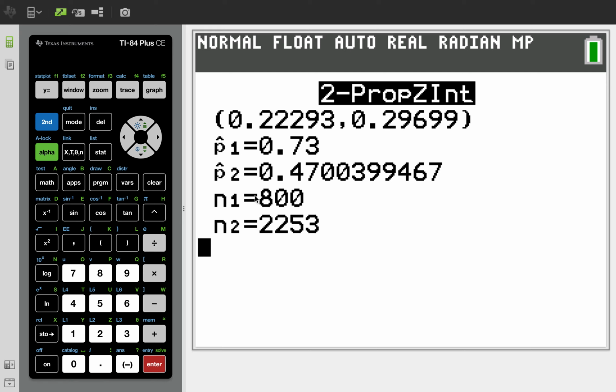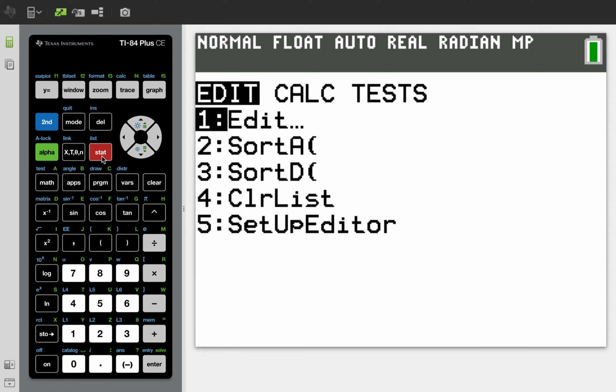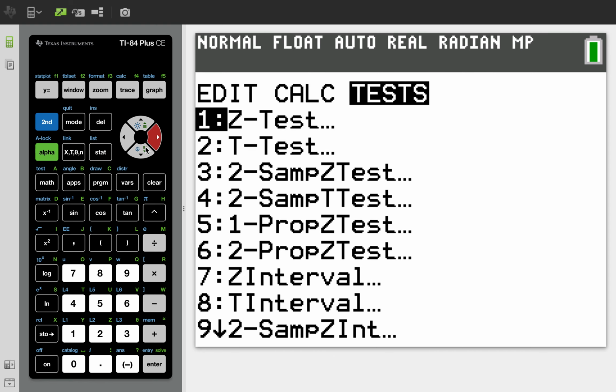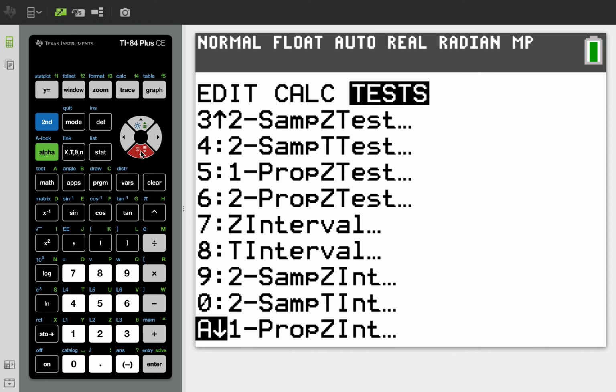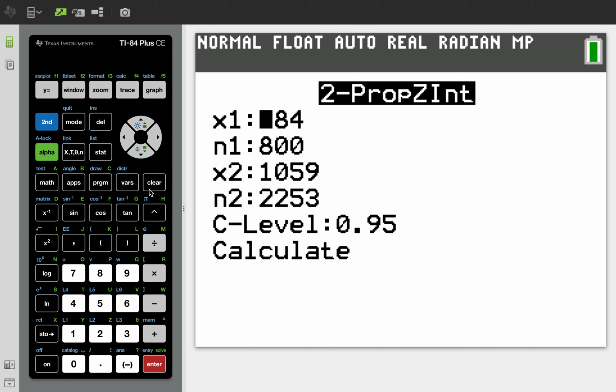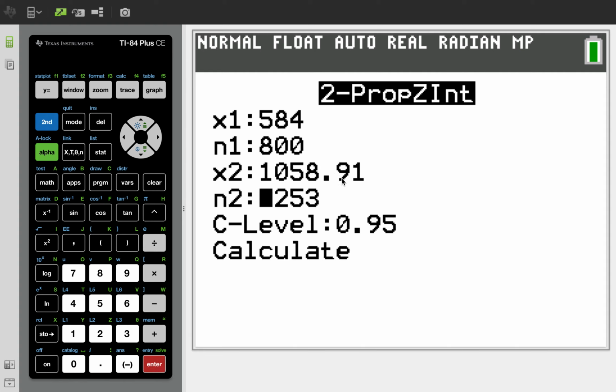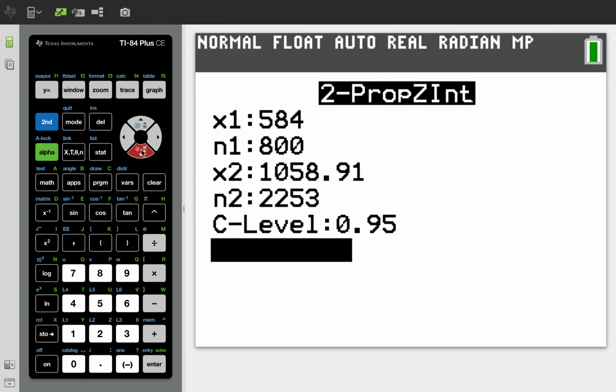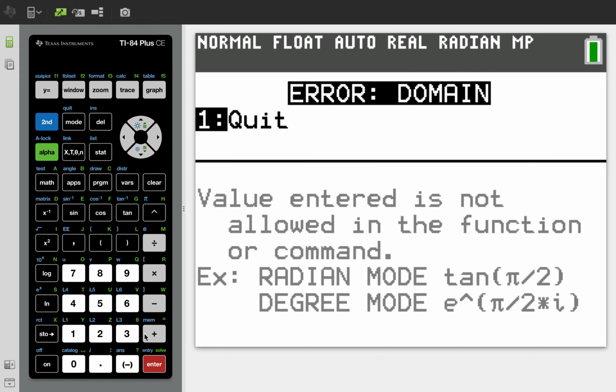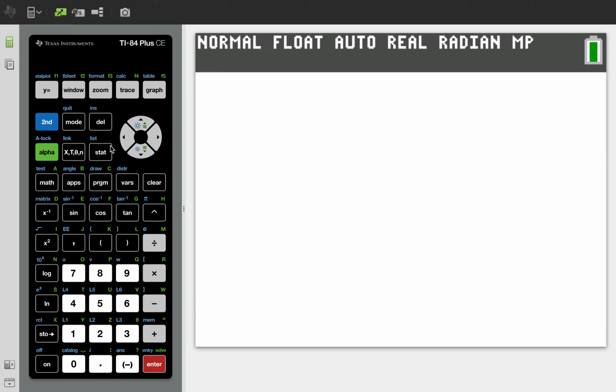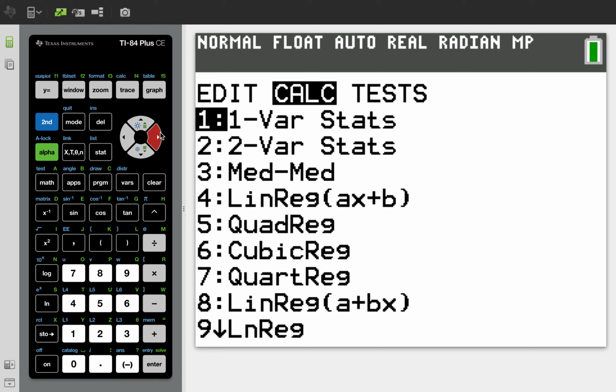I wonder what happens if you did the 2 prop z int but left it at the strange number we got. Let's see what happens if you do that. 0.47 times 2253, that's a strange number of successes. It's not rounded. I wonder what will happen. You can't do that. Interesting. It doesn't like that. So you have to actually round it.